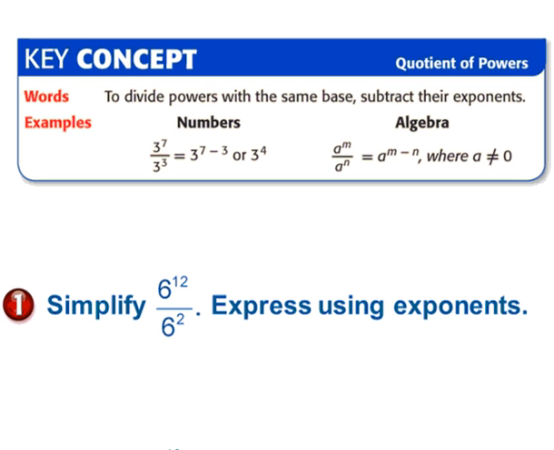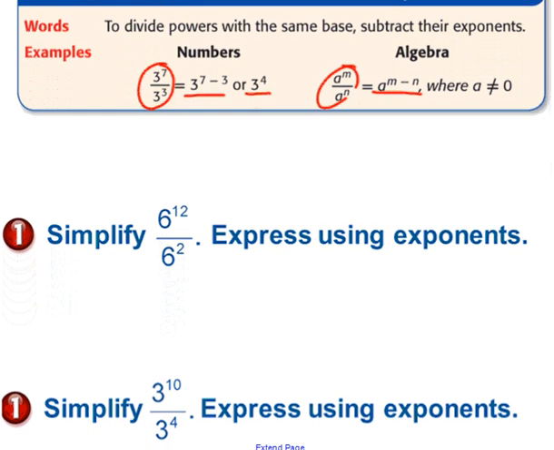Here are the rules that will govern our interaction. If I'm dividing 3 to the 7th by 3 to the 3rd, that becomes 3 to the 7 minus 3, or 3 to the 4th. Or, in general terms, a to the m divided by a to the n becomes a to the m minus n, where a is not equal to 0. So let's go through these here. We're going to be subtracting instead of adding.